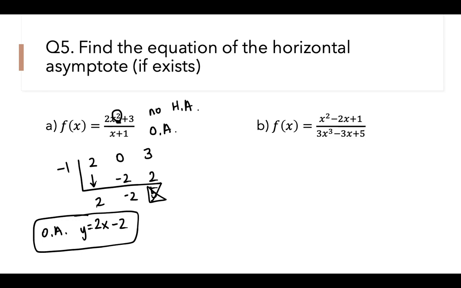Next, notice how the degree of the numerator is 2 and the degree of the denominator is 3. So because the denominator degree is bigger, we have a horizontal asymptote. Y is equal to 0 because the denominator is bigger than the numerator. Okay, always.